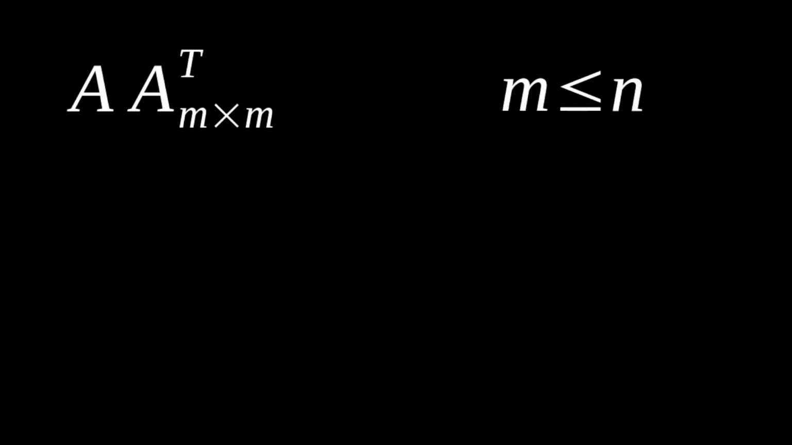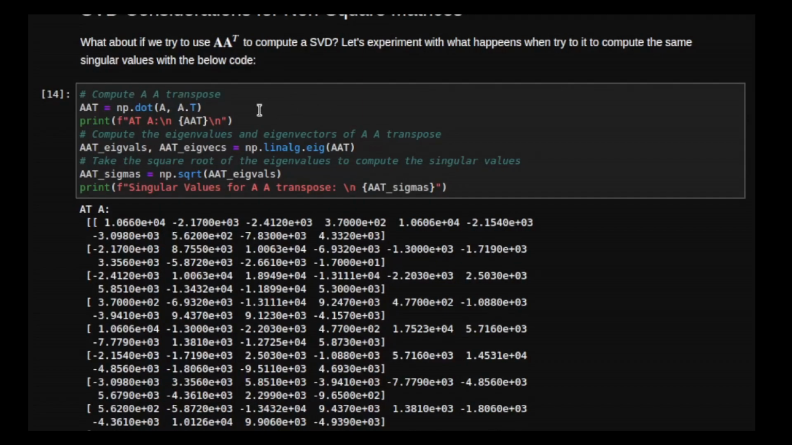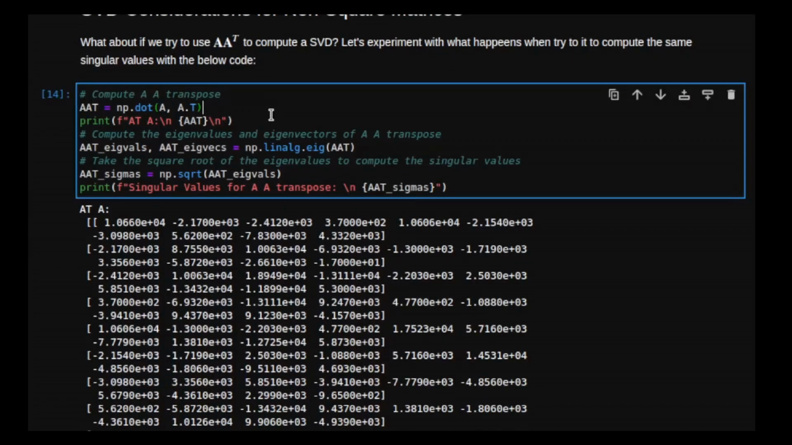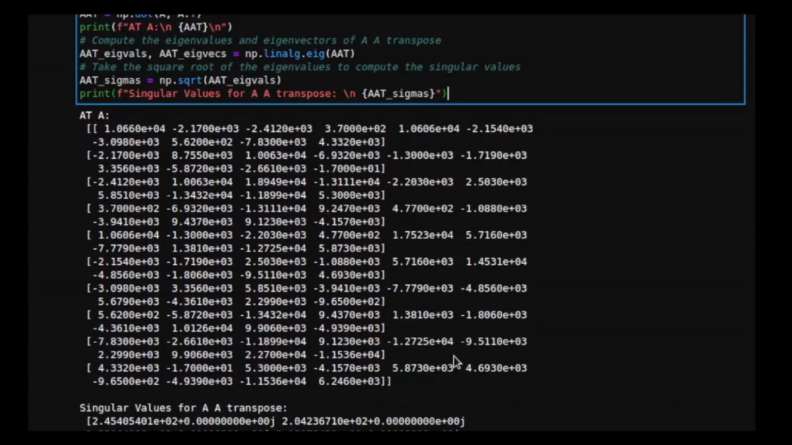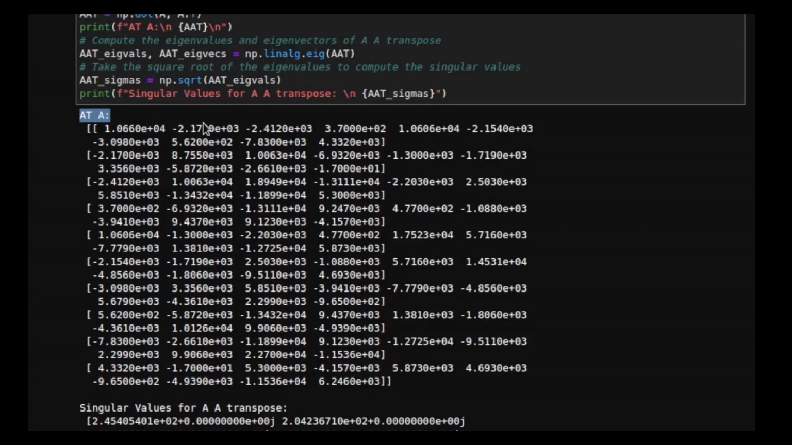But what happens for A A transpose? Obviously, we want to use A A transpose when M is less than or equal to N. But what happens if we try that for when M is greater than or equal to N? We can try that out right here in this code block, where we compute A A transpose, then compute the eigenvalues and eigenvectors, and take the square root to see what singular values we end up getting. Notice right away that this results in one pretty noticeable problem with A A transpose. And yes, I do realize I forgot to change the label here.